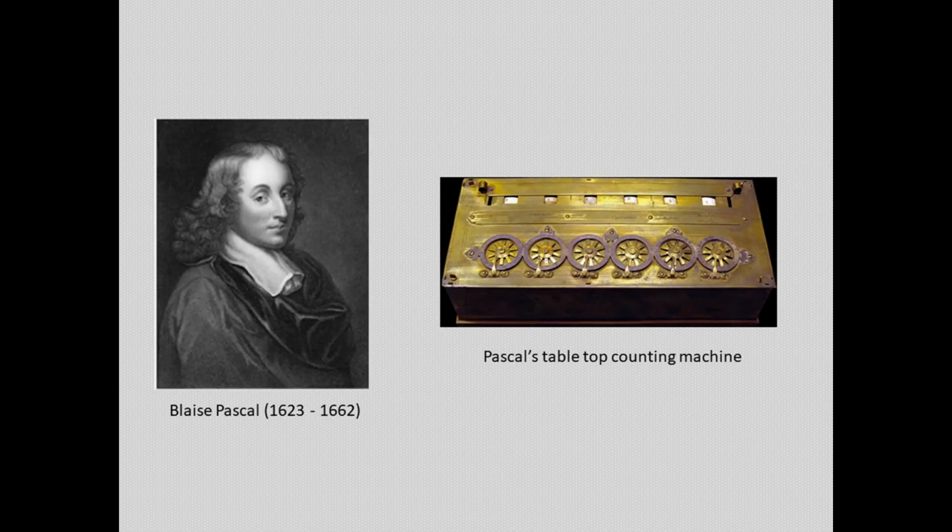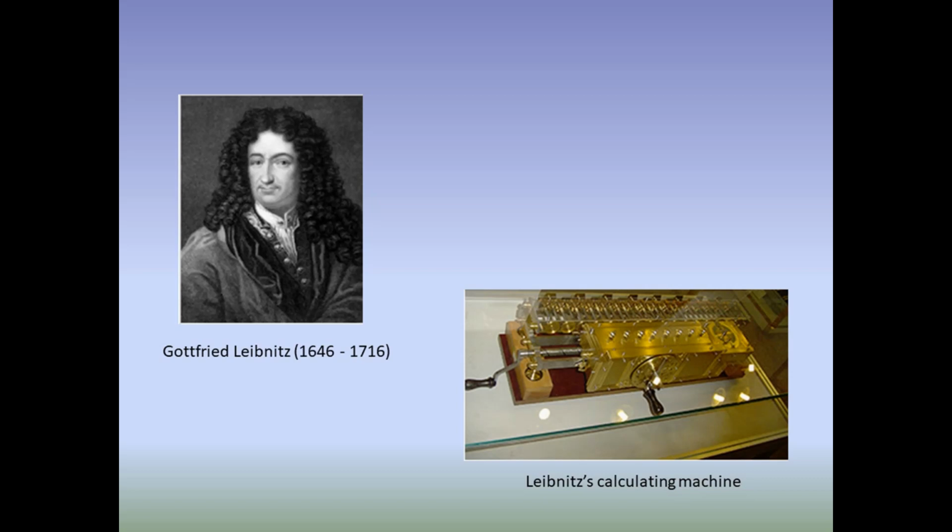The next known advancements were the tabletop counting machine invented by Blaise Pascal, the French mathematician, physicist, inventor, writer, and theologian in 1664. Subsequently, the eminent German mathematician and philosopher Gottfried Leibniz invented the calculating machine in 1694, which could do all basic mathematical calculations such as addition, subtraction, multiplication, and division.